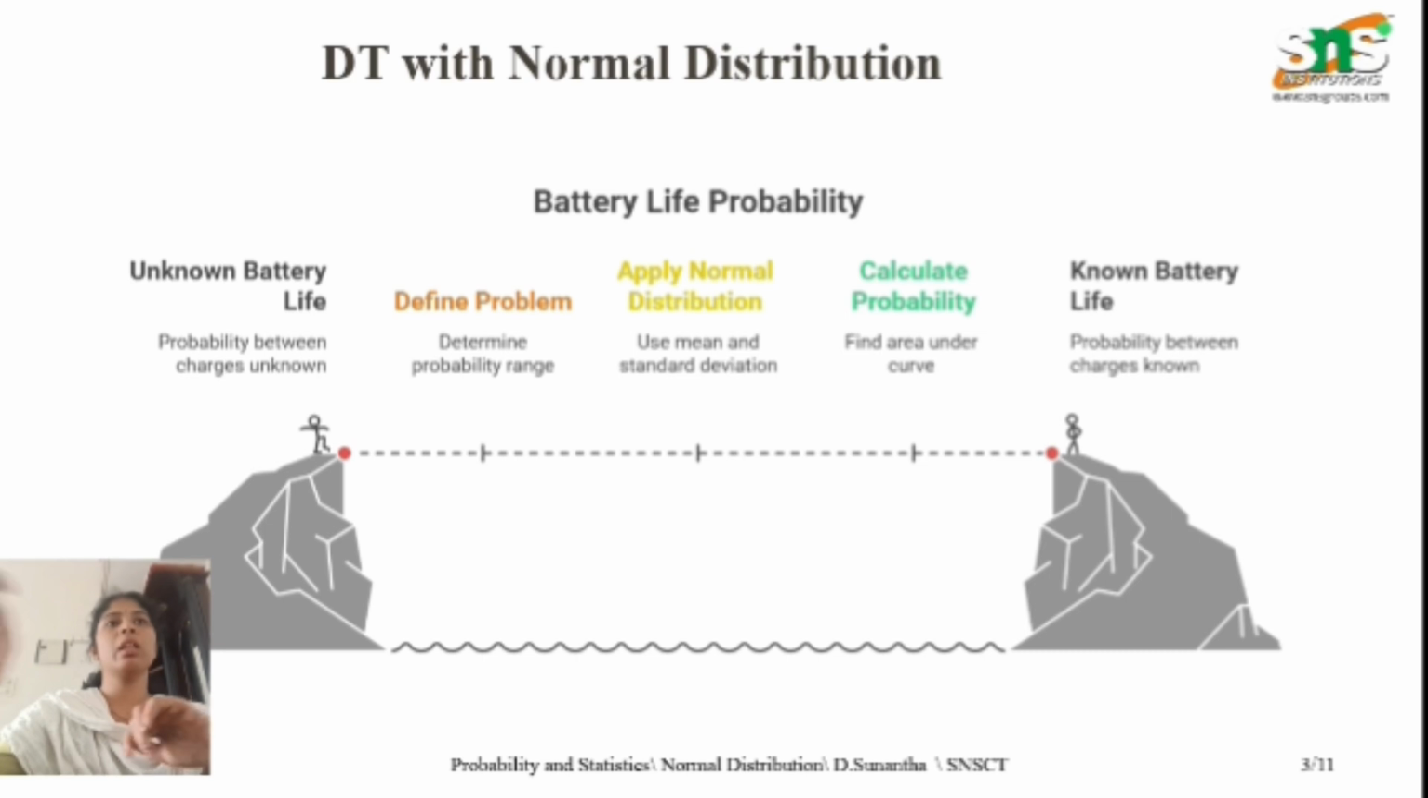So let us see an example of a normal distribution. For a normal distribution data set, most values are concentrated around the mean. The very high or very low values occur less frequently. So this property makes normal distribution suitable for analyzing real world data.